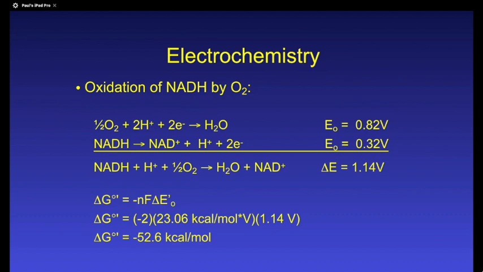I told you we're going to take those electron carriers and we're going to take the electrons and give them to oxygen to produce water. Now, if we take that amount of electron volt differential, we can see that that's a very large difference in electron potential. And so when we do the calculation here, we are going to see that we could create a very large number in terms of energy, minus 52.6 kcals per mole.